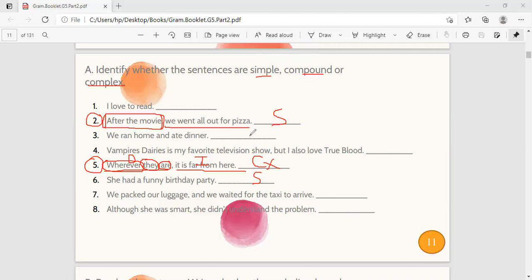We packed our luggage, and we waited for the taxi to arrive. What is it? Simple, compound, or complex? Is it simple? Do you have one independent clause? Miss, please leave him, please. So, Hassan, what is it? We packed our luggage and we waited for the taxi to arrive.